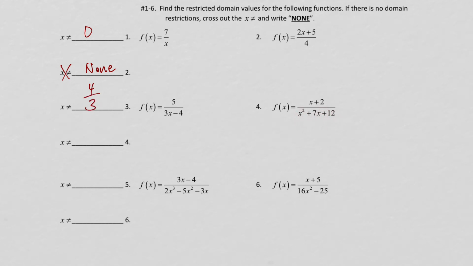This cannot be equal to 0, so we have to factor that. And we have x plus 4 and x plus 3. So x cannot be equal to negative 4 and negative 3.